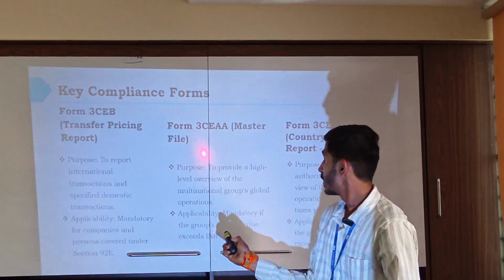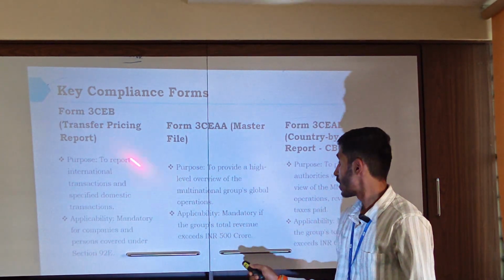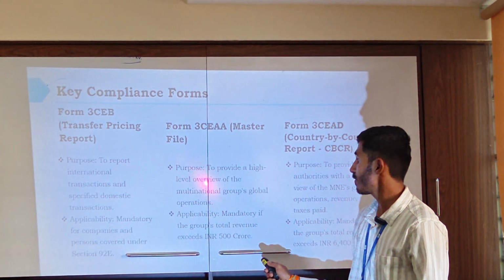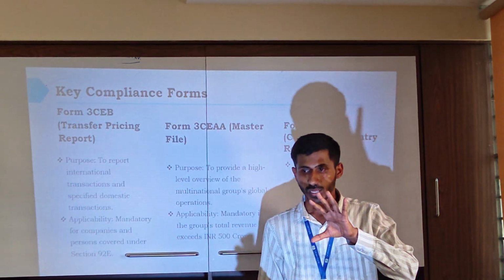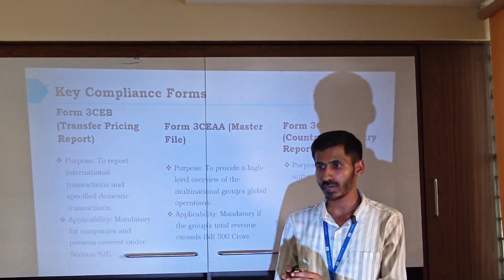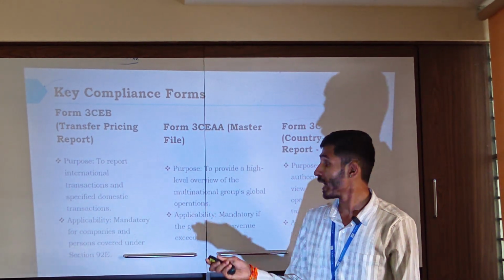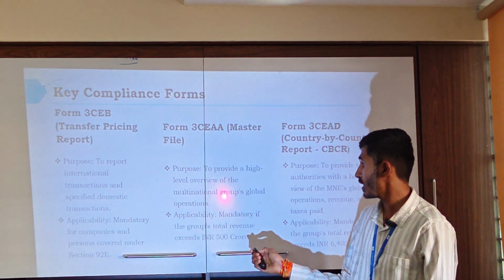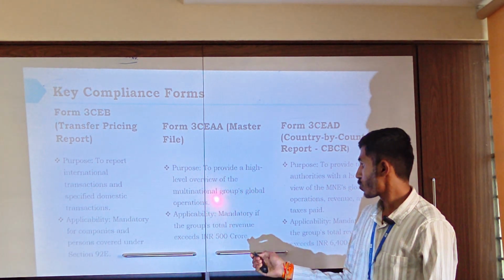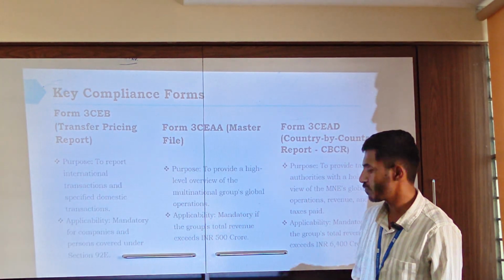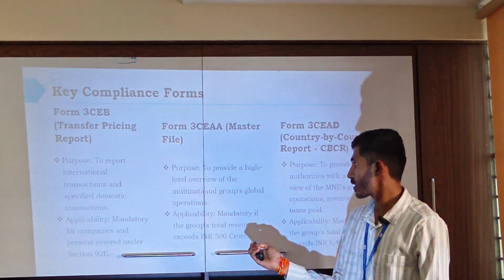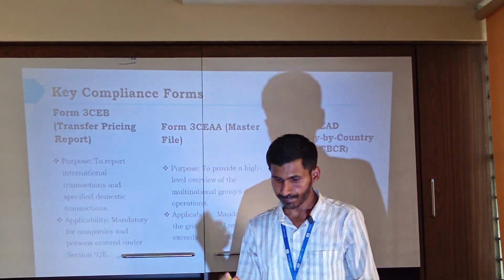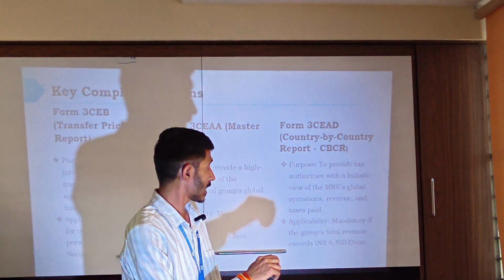So in the master file, a high-level overview of Samsung Korea Limited's global operations is there. So Samsung India Limited must maintain the local file and also the master file. For tax authorities, it gives an overview of the multinational group's global operations. It is applicable if the group's total revenue exceeds 500 crore. Now another report comes: the country by country report.